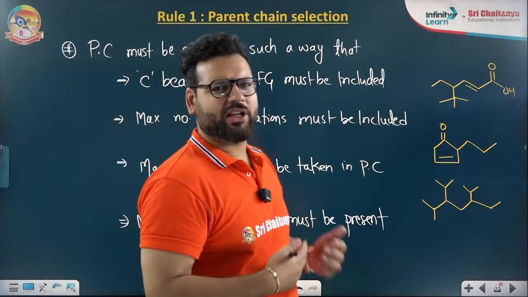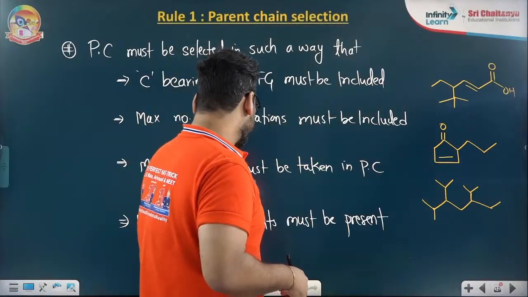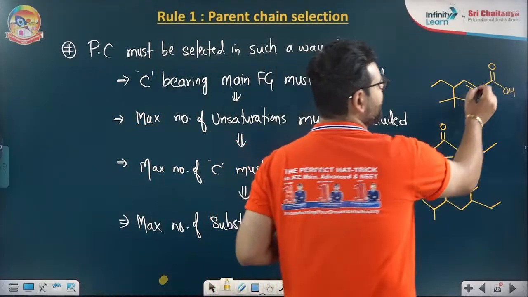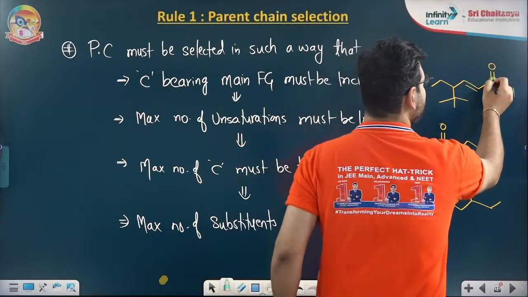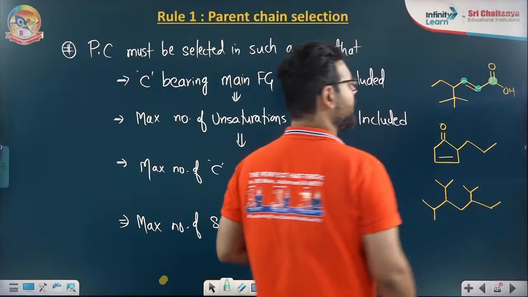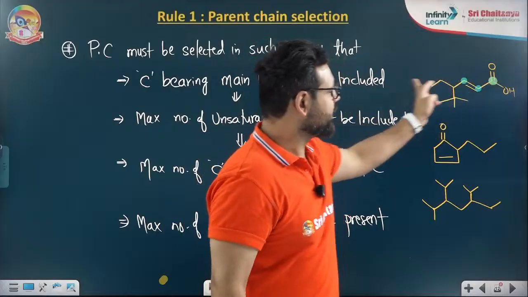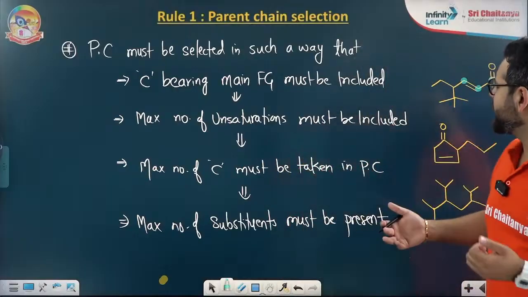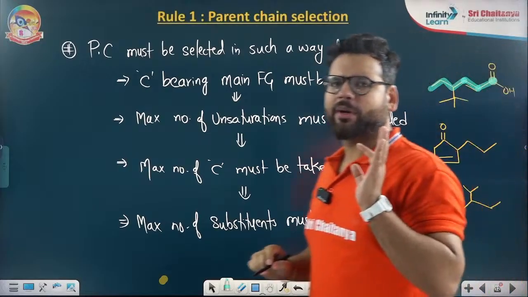I'll quickly choose the parent chain among these and I'll show you how to do it yourself also next time. So I'll start the rule saying that main functional group bearing carbon. Carboxylic acid is the main. This carbon must be taken. This carbon says I am most important carbon. Then unsaturation means these 2 carbons. So taking these 3, I can go straight from here to here or I can go down. If I go straight, how many carbons am I getting? 1, 2, 3, 4, 5, 6. 6 carbons I am getting.